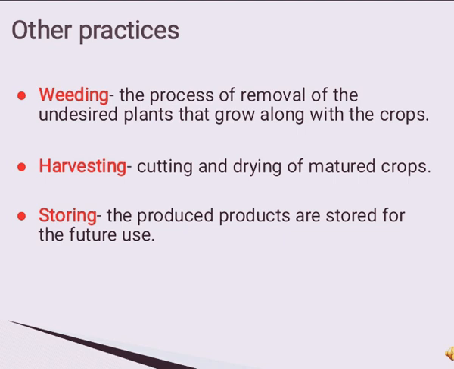Once the crop is matured, it is cut and dried. This process is known as harvesting. It can be done manually with the help of a sickle or with a machine called a combine or harvester. The harvested grains are called crop produce or crop yields. The crop produce is further stored for future use. For this purpose, silos, godowns, etc. are used.